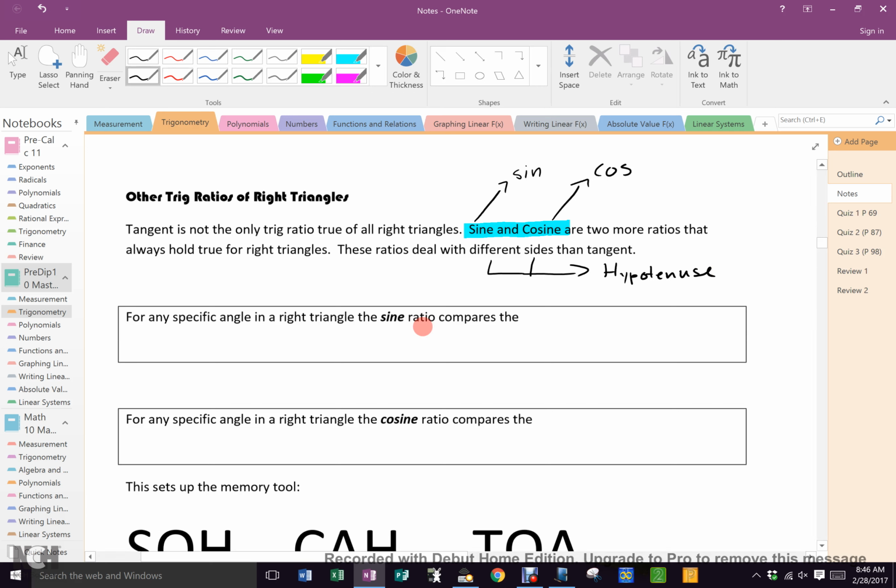All right, here we go. The sine ratio. Sine compares the opposite. What does opposite mean in trig? Across the opposite side to the hypotenuse, which gives us this. Sine theta equals O opposite over hypotenuse. Smart kids, what must cosine be?